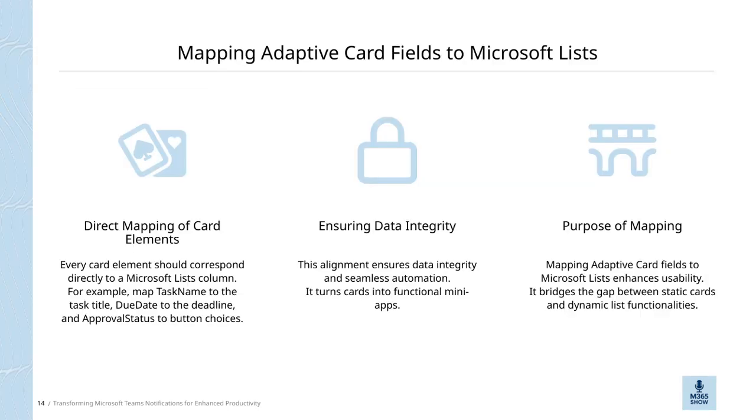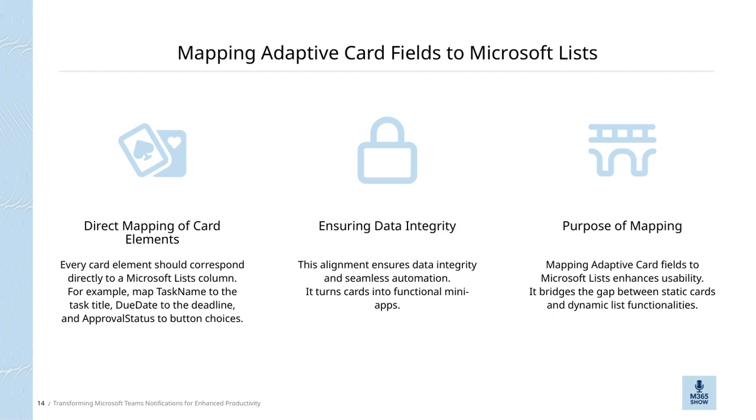Now, let's talk about how mapping adaptive card fields to Microsoft Lists can significantly enhance usability. By doing this, we essentially create a bridge between static, fixed cards and the more dynamic, flexible functionalities that Lists offer. This alignment is crucial because it ensures data integrity, meaning the information remains accurate and consistent across both platforms, and it allows for seamless automation of processes. Think of it this way. When you map a card, you're turning it into a mini-app, something that's more than just a static display. It becomes interactive and functional, helping users perform tasks more efficiently.